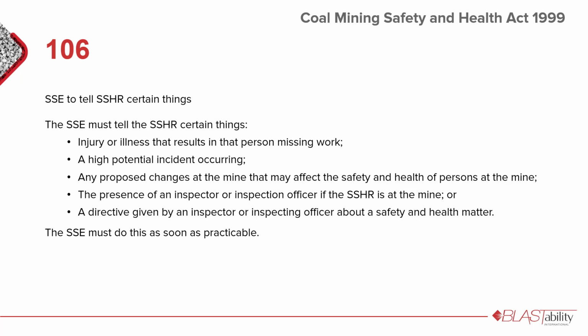106. SSE to tell SSHR certain things. The SSE must tell the SSHR certain things. Injury or illness that results in that person missing work, a high potential incident occurring, any proposed changes at the mine that may affect the safety and health of persons at the mine, the presence of an inspector or inspection officer if the SSHR is at the mine, or a directive given by an inspector or inspecting officer about a safety and health matter. The SSE must do this as soon as practicable.